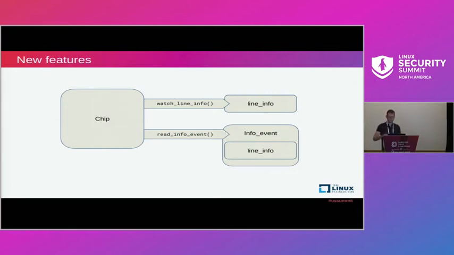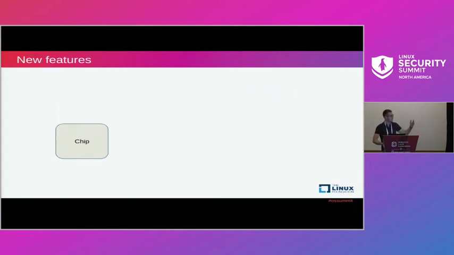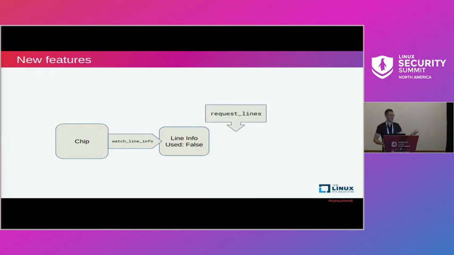I have an example here. You have the chip, and let's say you call watch line info on it, and you get your line information. It says that the line isn't used. And then someone comes and requests the line, either in the kernel or in user space. So the request line happens, and you get notified about the new event pending. You read it, and now the line info read from that event says that the line is now used, which makes it so that we can now easily monitor anything that happens with GPIOs.